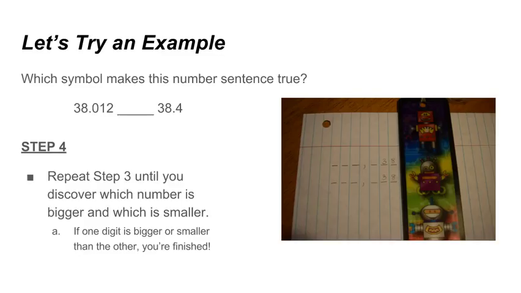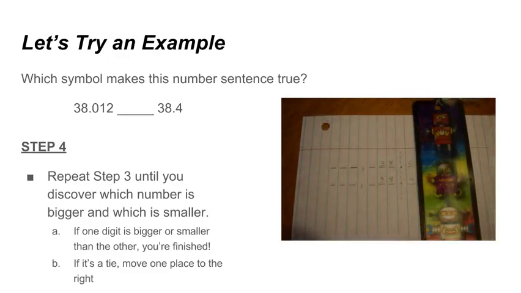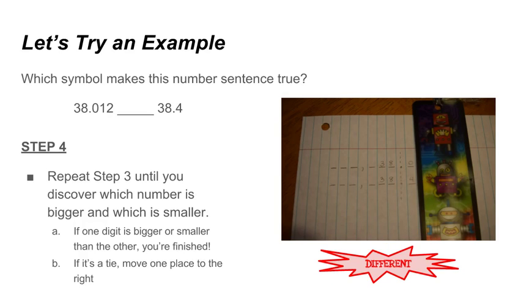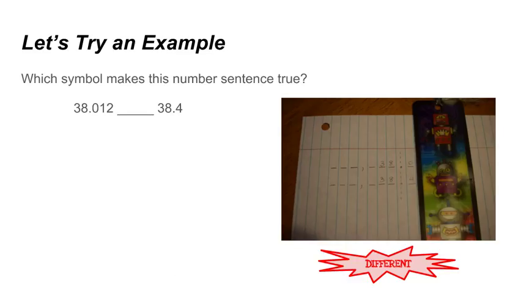Remember, if one digit is bigger than the other or smaller than the other, you're finished. If it's a tie, you just keep going. So I've now moved over to the tenths place. I have a 0 tenths on top and a 4 tenths on the bottom, and they are different. So I've figured out which one's greater and which one's smaller. 4 tenths is more than 0 tenths.